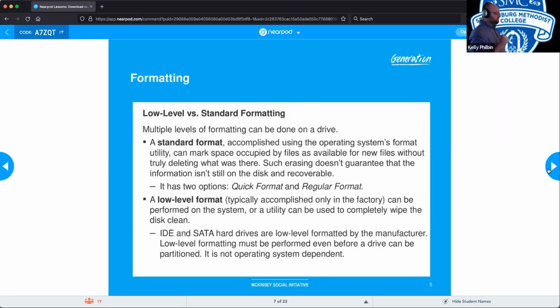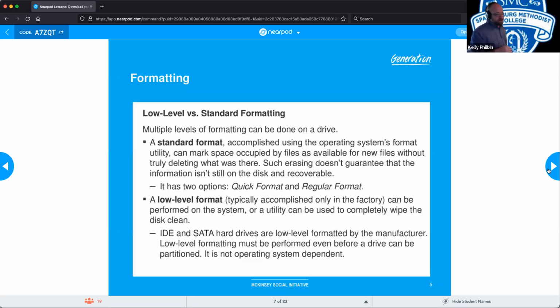Typically, this is only done at the factory. And this actually does completely wipe the drive clean. Most of them, IDE and SATA drives, are low-level formatted by the manufacturer prior to them being shipped out. And it has to be done prior to the drive even being able to be partitioned. There was a guy in our cohort who did low-level formatting on USBs and stuff like that. He had special programs that he bought to do that. But again, typically this is done at the manufacturer.